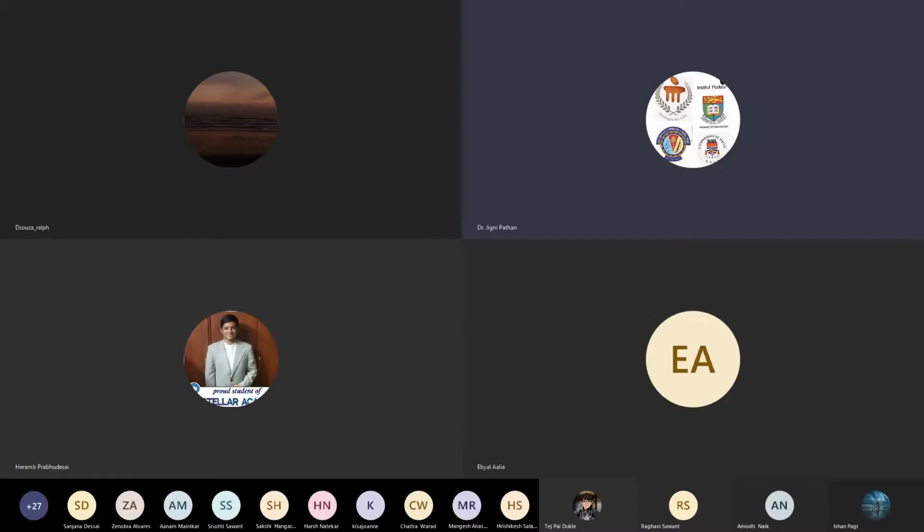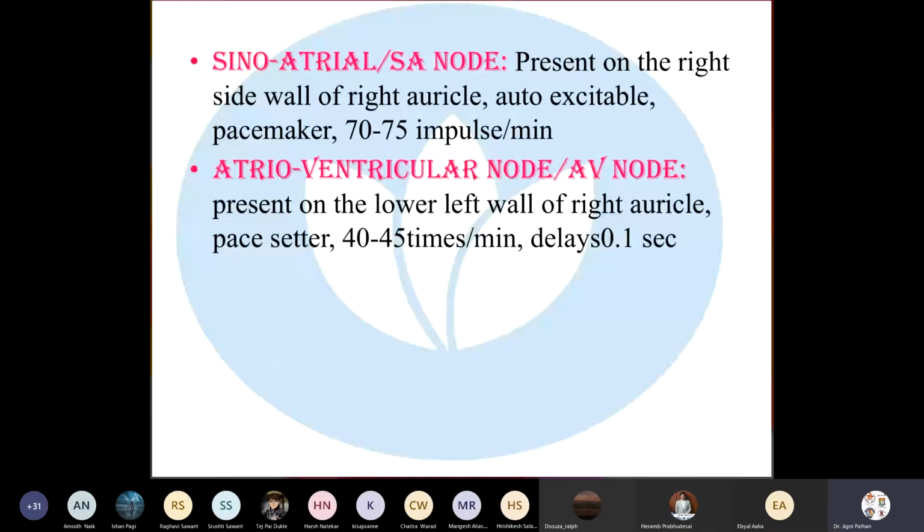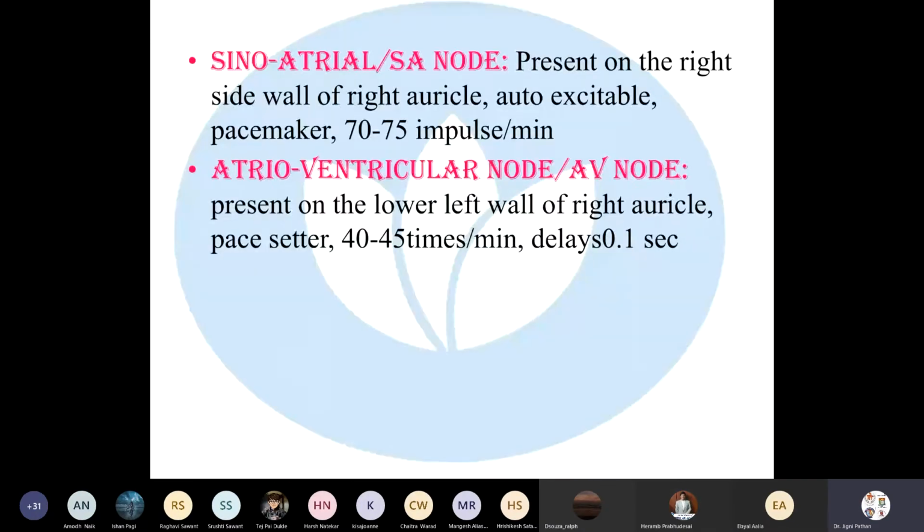It's auto-excitability, means it gets excited by itself. It is also known as a pacemaker, and it generates about 70 to 75 impulses. How many impulses does it generate? About 70 to 75 impulses. If you remember, we said our heart is myogenic, right? The heart muscle itself generates the impulses. So the heart is myogenic, and the SA node is called the pacemaker.